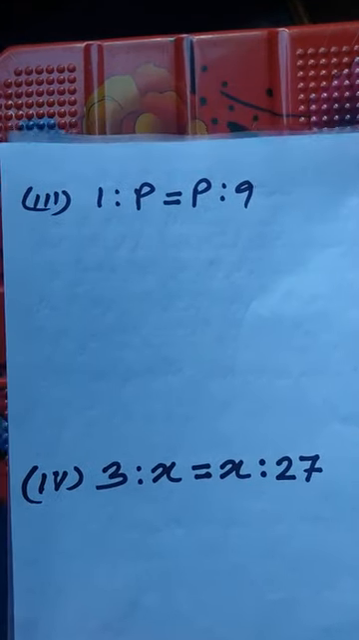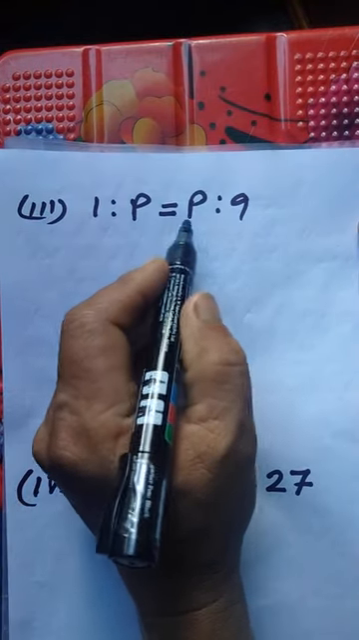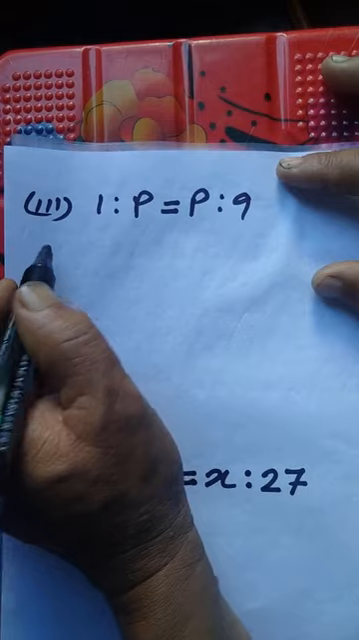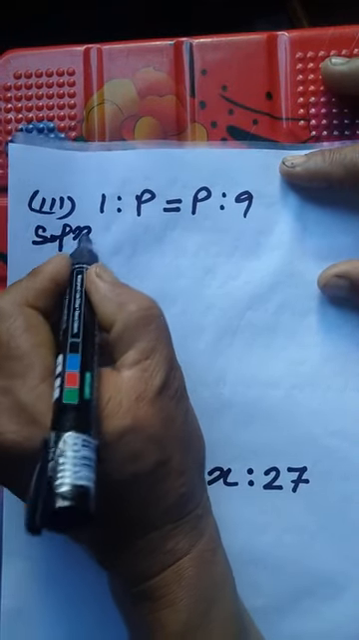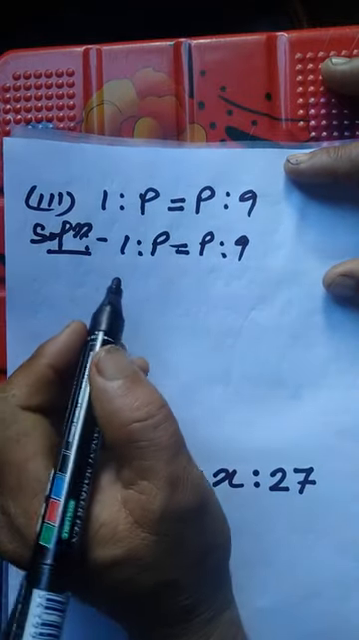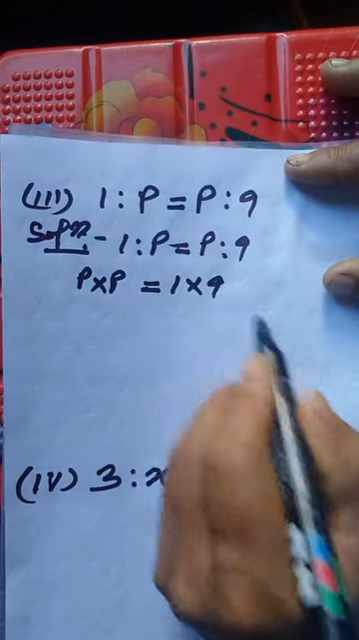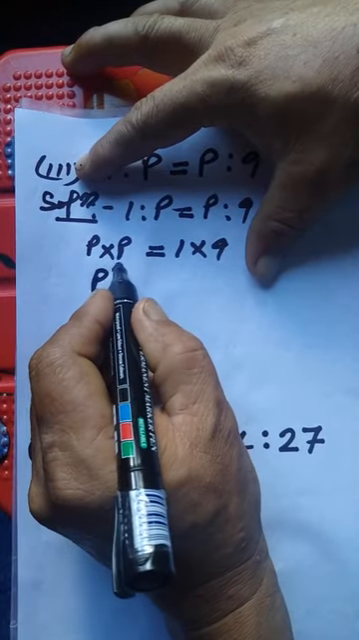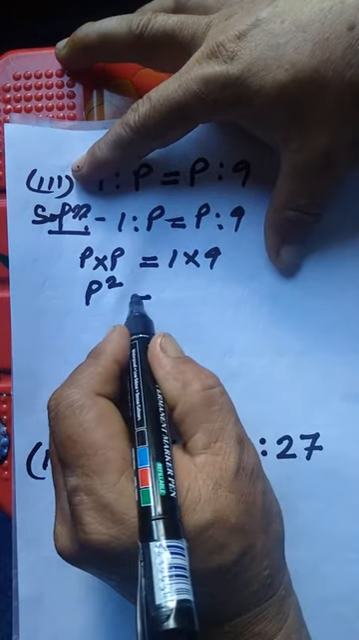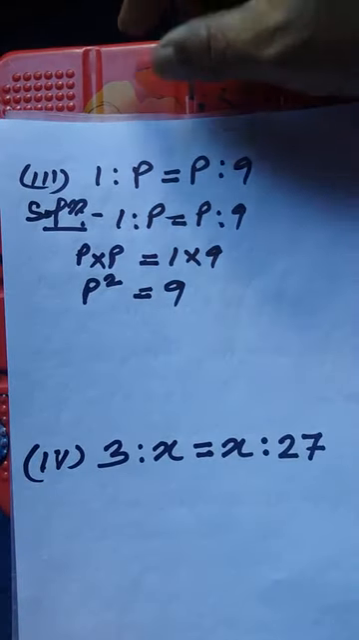Next, the value of p. The solution: 1 is to p equal to p is to 9. Multiply: p times p, p square, equal to 1 multiply with 9. 9 ones are 9. So p square equal to 9.